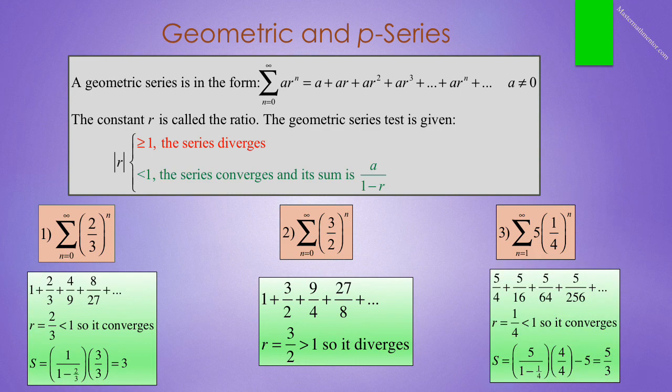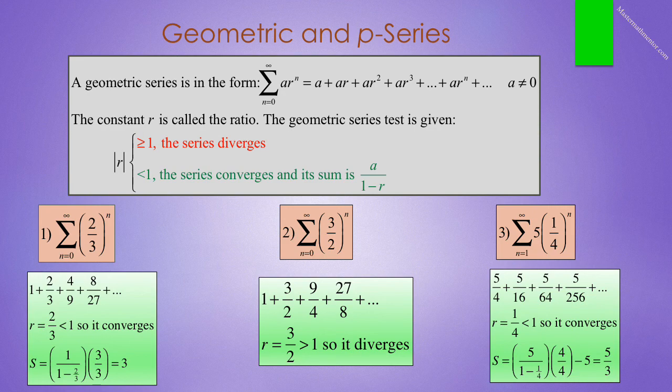Number 3 reads summation n equals 1 to infinity of 5 times (1/4) to the n power. This is 5/4 plus 5/16 plus 5/64 plus 5 over 256. Since r is equal to 1/4, which is less than 1, this is convergent.